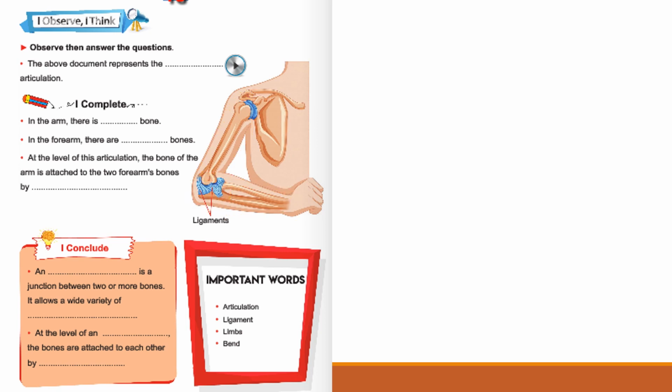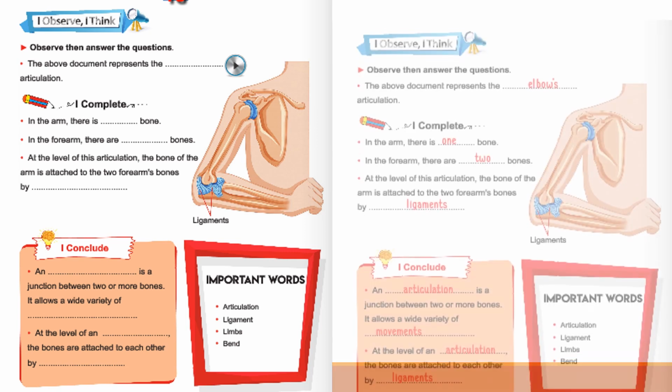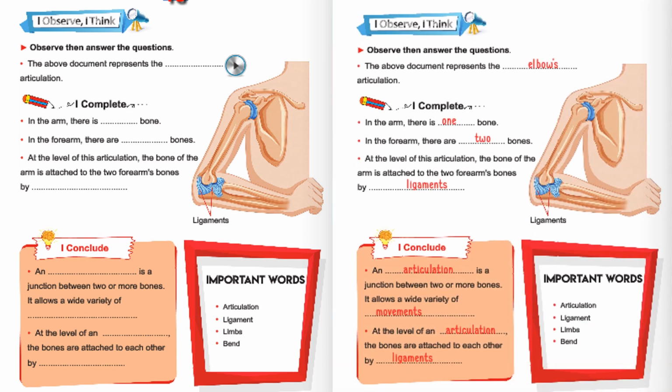the ligaments. I conclude. An articulation is a junction between two or more bones. It allows a wide variety of movement. At the level of an articulation, the bones are attached to each other by ligaments. These are the answers here. Pause the video and copy them.